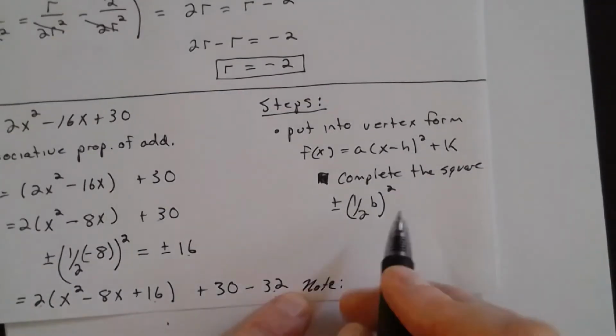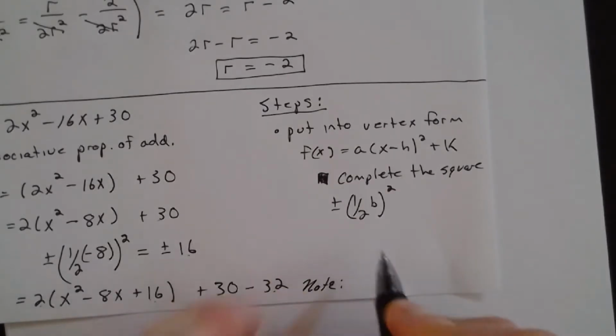This is the additive identity property. If we add a quantity and we subtract the same quantity, what is the result that we've added? 0. That's the additive identity property being used.